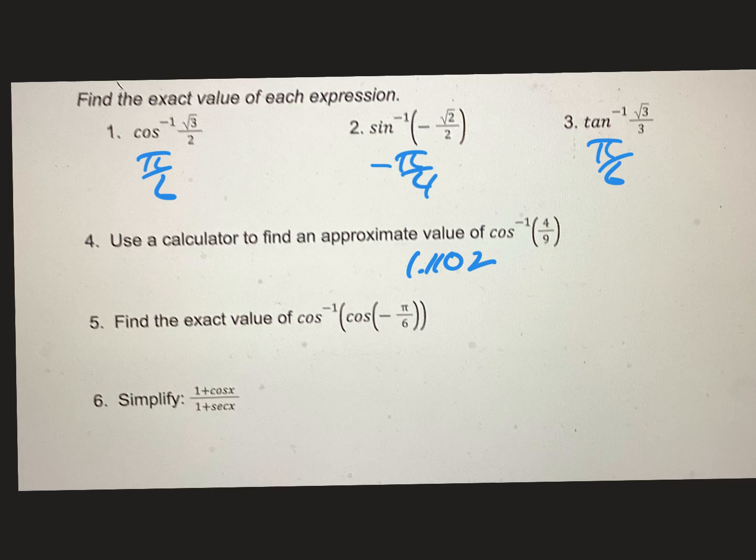5's a little tricky. Not really, but this is saying what is cosine of negative power 6? Cosine of, always work inside out. Cosine of negative power 6 is square root of 3 over 2. Now it's asking you, where is cosine square root of 3 over 2? Well, power 6, and that's your answer. Now, remember this, whenever you need an inverse cosine answer, it's going to be in quadrant 1 or quadrant 2. If it's inverse sine or inverse tangent, you're looking at quadrant 1 or quadrant 4.